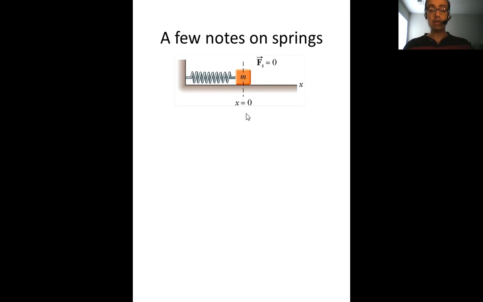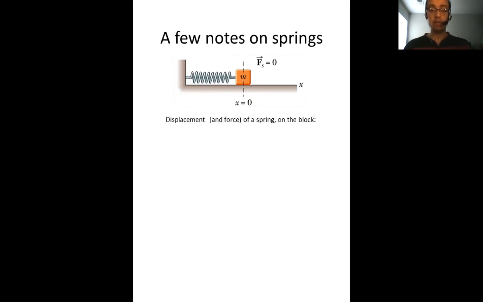So the position x equals 0 is defined as the position where the spring is in its relaxed state. In other words, it's not going sproing outwards, and it's not being stretched beyond some sort of neutral point. So that's what x equals 0 means.